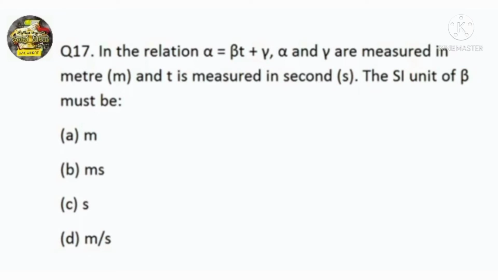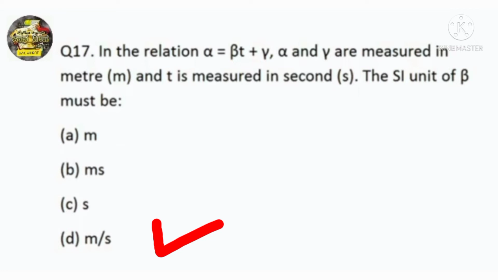In the relation alpha is equal to beta t plus gamma, alpha and gamma are measured in meter and t is measured in second. ಟೈಮ್ನ ನಾವು ಸಮಯದಲ್ಲಿ ಮೆಜರ್ ಮಾಡ್ತೀವಿ. ದ SI ಯೂನಿಟ್ ಆಫ್ ಅಲ್ಫಾ ಮಸ್ಟ್ ಬಿ, ಅಲ್ಫಾದ ಮೂಲಮಾನ ಯಾವುದು? ಆಪ್ಷನ್ ಎ, ಮೀಟರ್. ಆಪ್ಷನ್ ಬಿ, ಮೀಟರ್ ಸೆಕೆಂಡ್. ಆಪ್ಷನ್ ಸಿ, ಸೆಕೆಂಡ್. ಆಪ್ಷನ್ ಡಿ, ಮೀಟರ್ ಪರ್ ಸೆಕೆಂಡ್. ವಿಚ್ ಈಸ್ ದ ರೈಟ್ ಆನ್ಸರ್ ಫಾರ್ 17th ಕ್ವಶನ್? ದಟ್ ಈಸ್ ಕರೆಕ್ಟ್ ಆನ್ಸರ್. Option D, meter per second, is the correct answer.